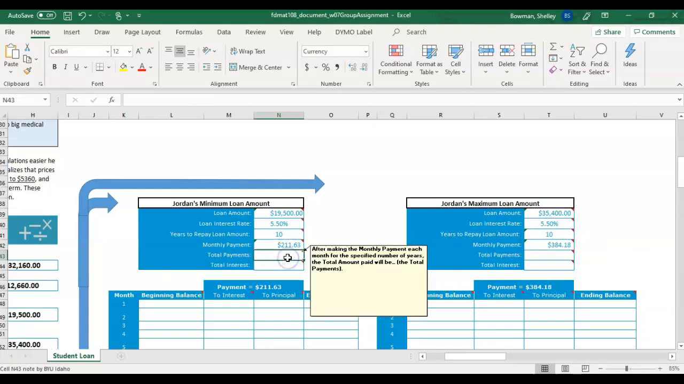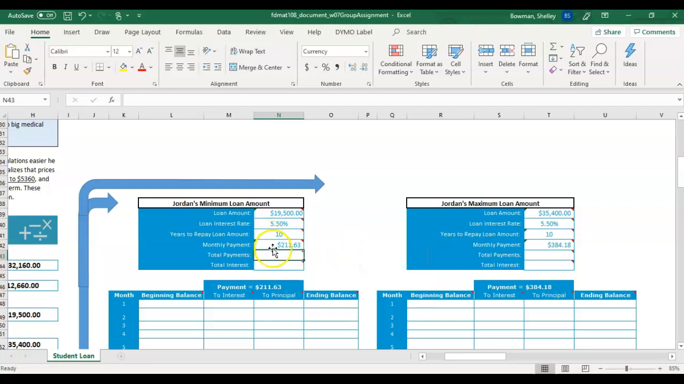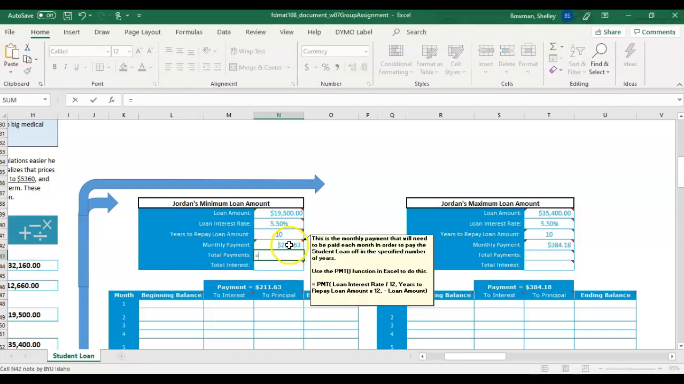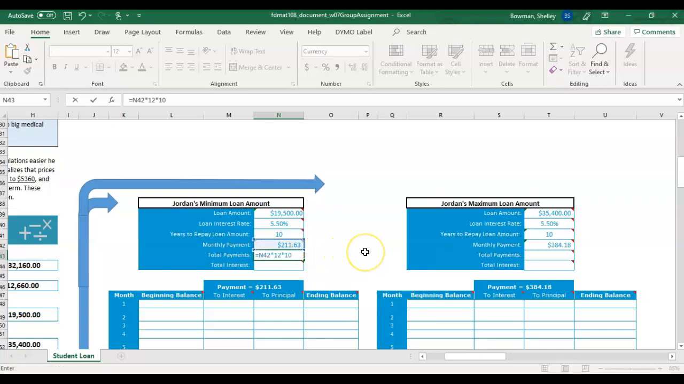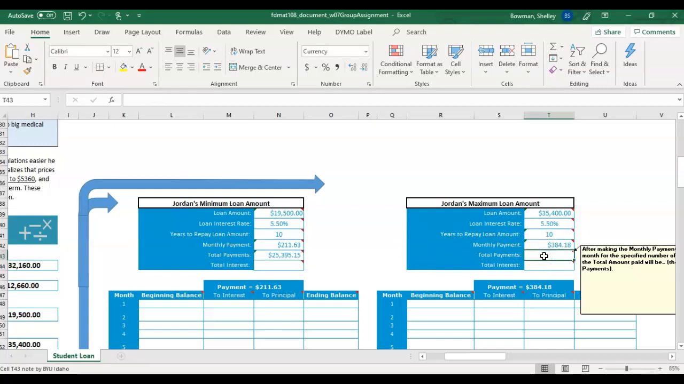The next one, we want to find how much total payment all of these payments will be combined. So now we have his monthly payment. It'll make this calculation pretty easy. So we'll cell reference his monthly payment, times it by months, and then times it by years, and that'll tell us how much money after every month for 10 years that'll end up accumulating. And same thing on this side.